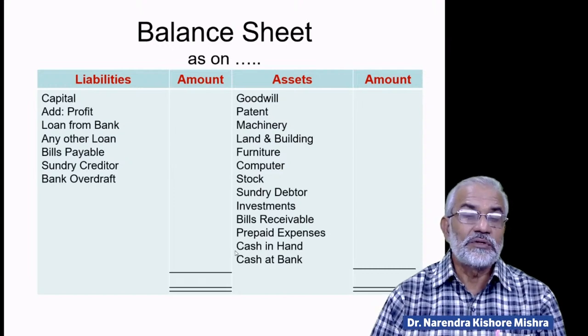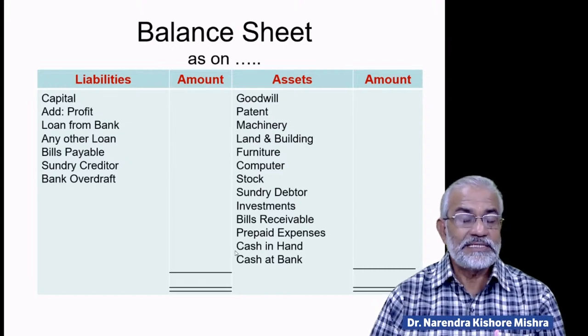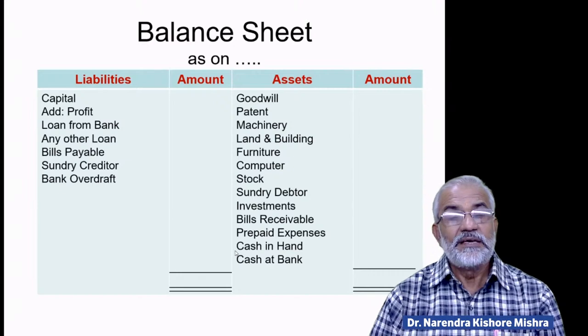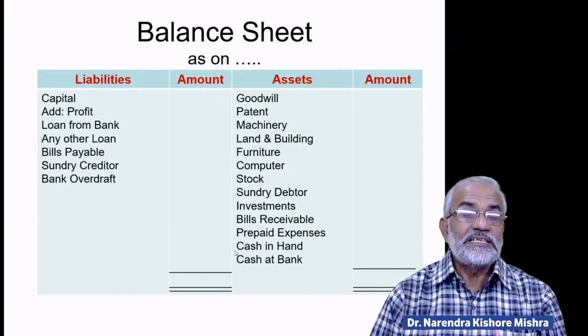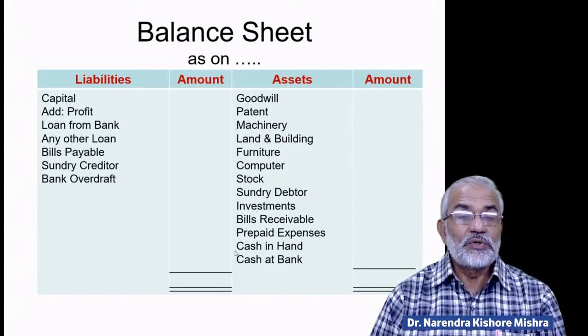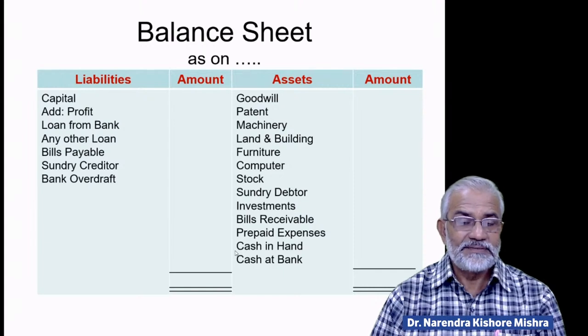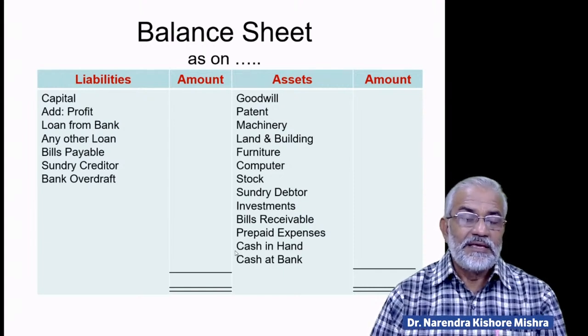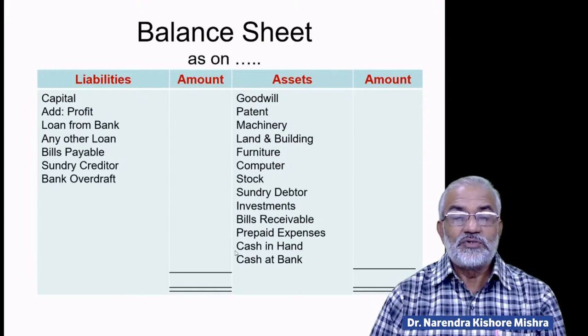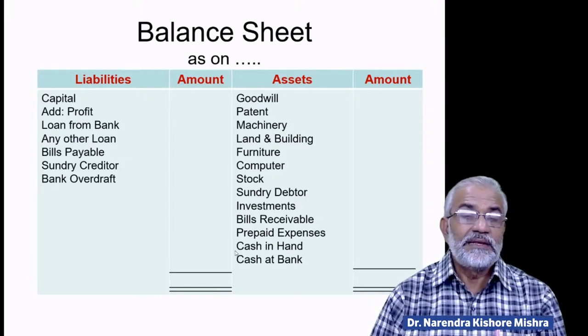Then any other loan, the loan may be taken from friends, from relatives, from other sources. So that cannot be regarded as a secured loan. It may be unsecured loan. So unsecured loan is being segregated from the loan from banks. Then bills payable. Bills payable is another obligation which is to be payable to the drawer of the bill by the business concern. That's why the bills payable is also a liability in the hands of the organization.